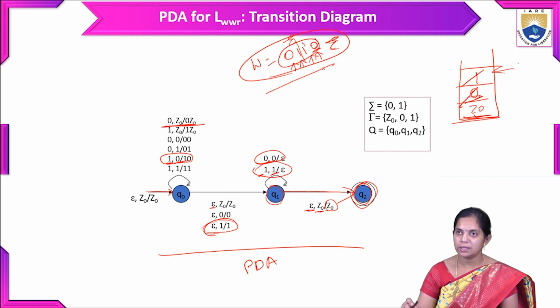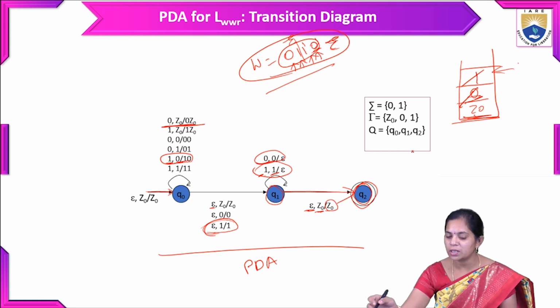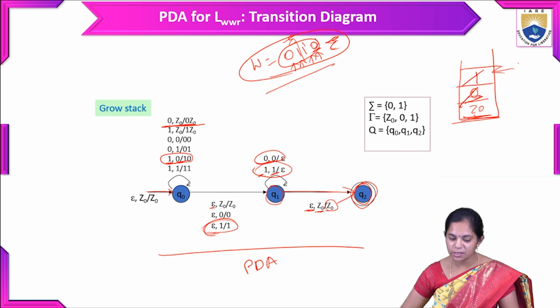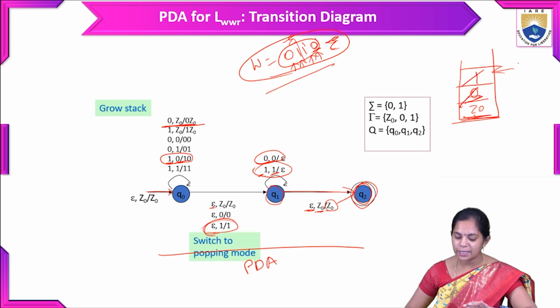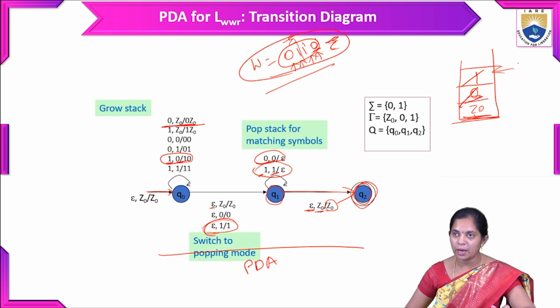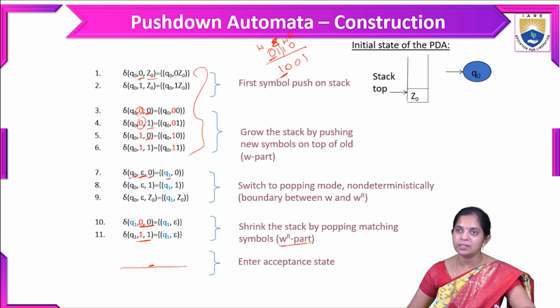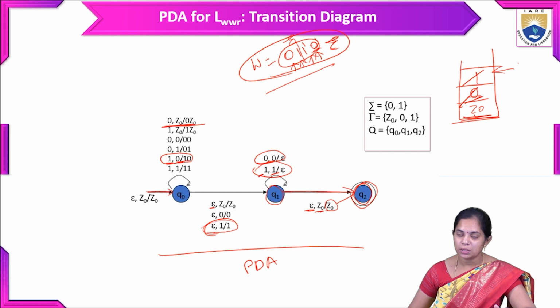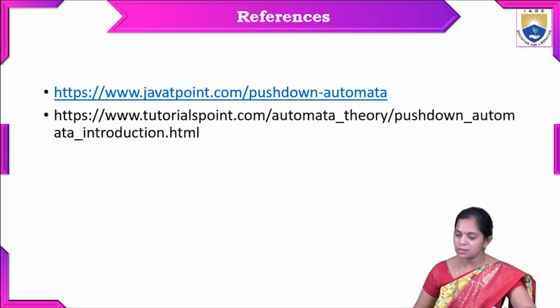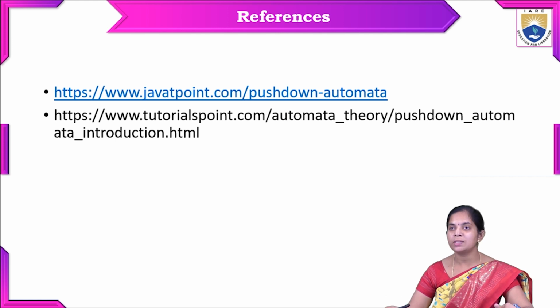So this is how we construct a pushdown automata: grow the stack, switch to pop mode, pop the stack for matching symbols, and go to acceptance. This is the transition diagram which we represented previously. So this is about constructing a pushdown automata.